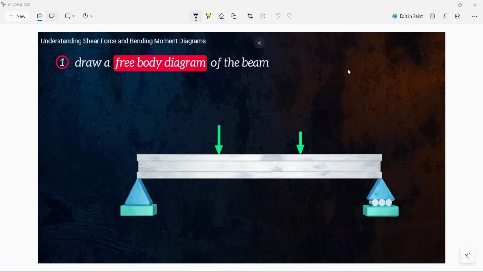Hello students, today we are going to explore a new experiment about the beam structure. So a very simple case of a two-dimensional beam with simple supports: one hinge support at one side and one roller support at the other side.